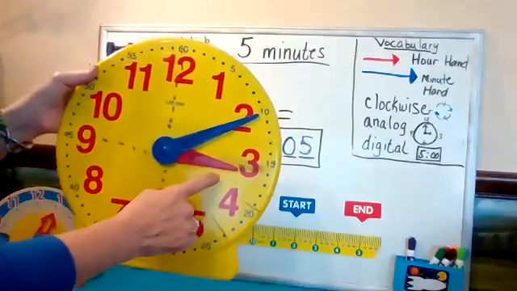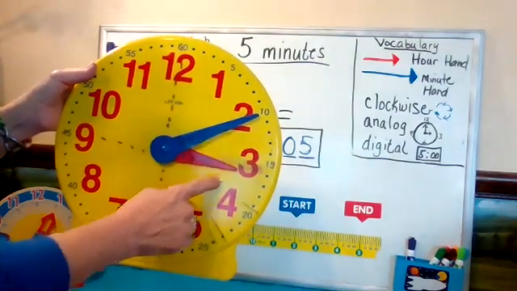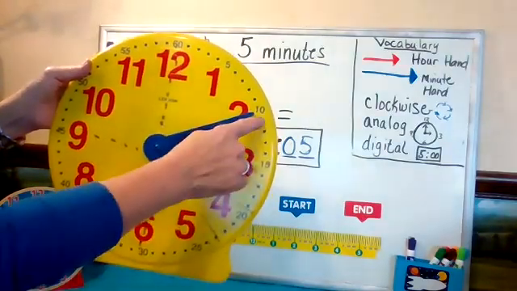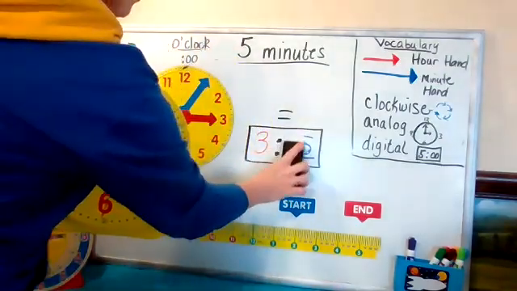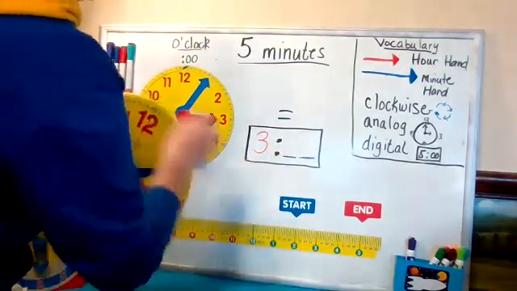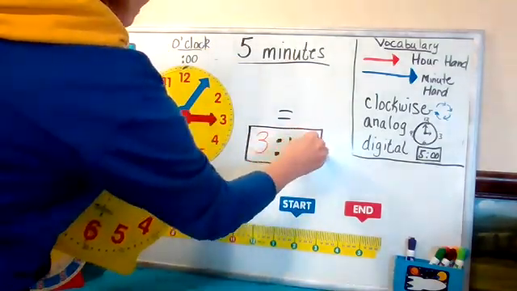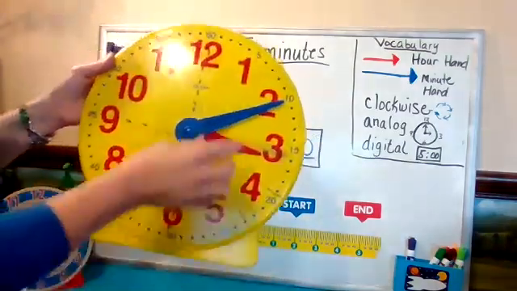You're right. We're going to say 3 because we are still closest to the 3 and we haven't gotten to the 4 yet. We're going to say 3, and now we're going to say 10. So we write that in digital. Now we have 2 spots, so we can use those 2 places for the digital time, and we can write 3:10. From now on, it won't be so tricky to write.